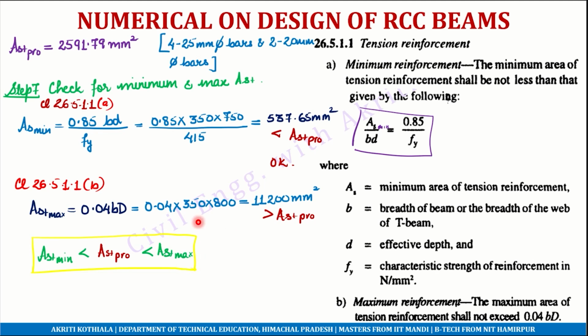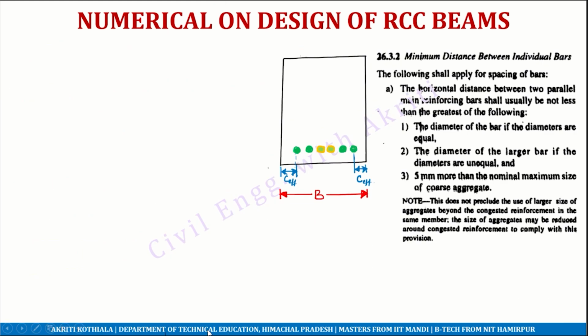So now what we have to do is provide these bars and calculate the spacing between these bars. So the beam will look something like this, assuming that these two bars in the middle are 20 diameter bars and the rest are 25 diameter bars. So what we have to do is calculate this spacing between these bars, this effective spacing which is there between these bars. So it will be according to clause 26.3.2. So first of all, we'll calculate the spacing.